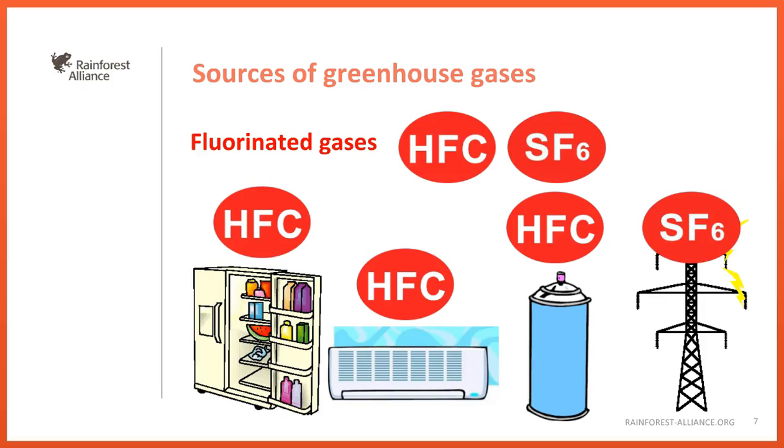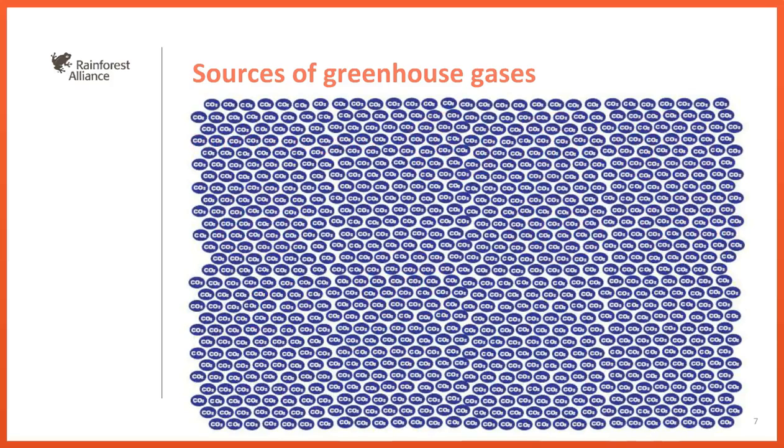There is another fluorinated gas called perfluorocarbon, which is usually emitted by the aluminum industry. These gases are small in quantity but are extremely potent. For example, 1 molecule of sulfur hexafluoride is equivalent to 23,900 molecules of carbon dioxide. Wow, that's powerful.